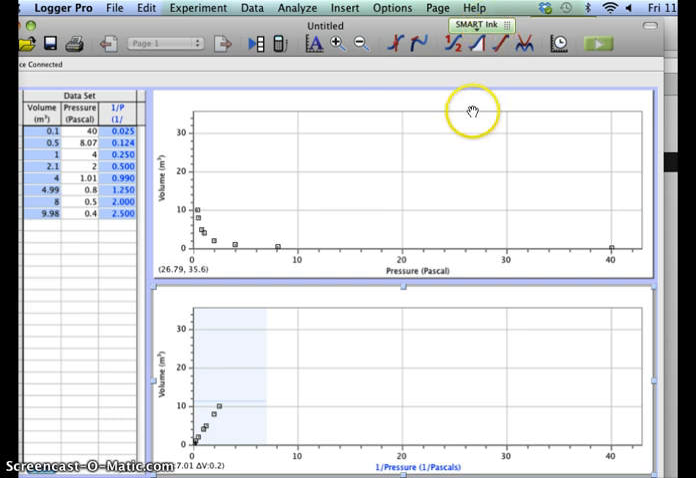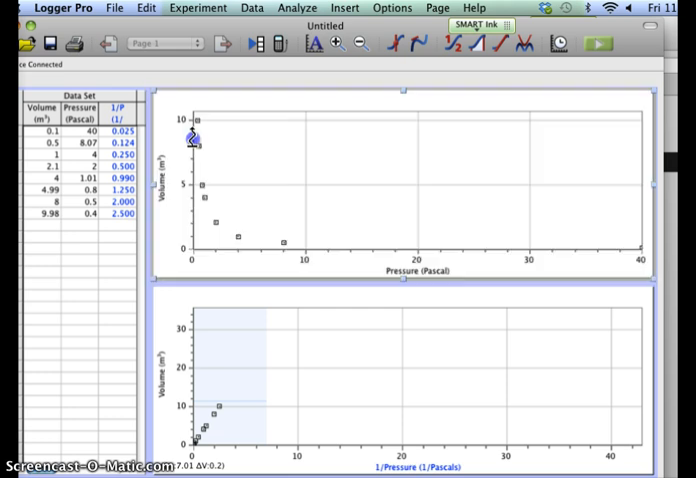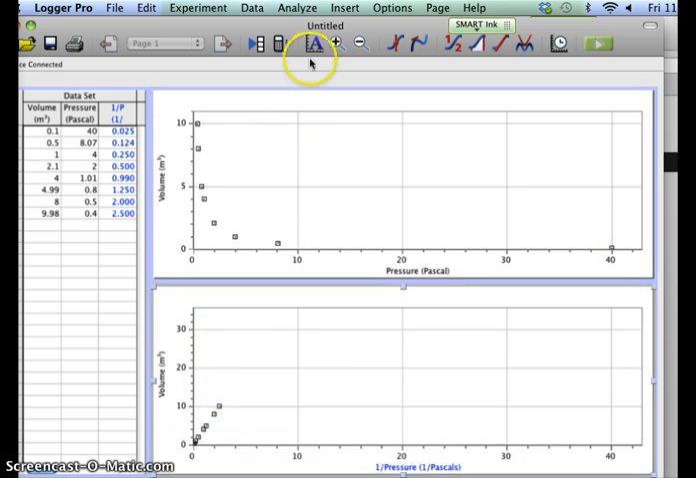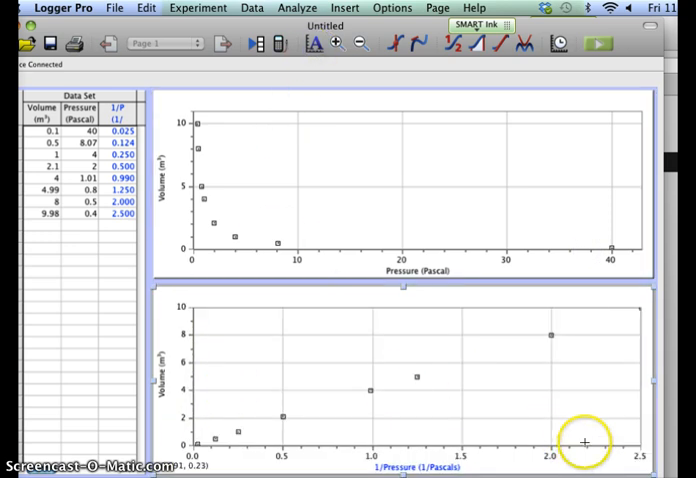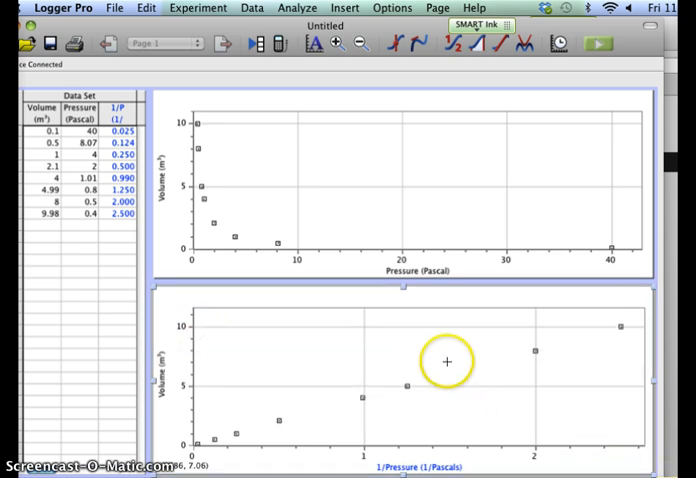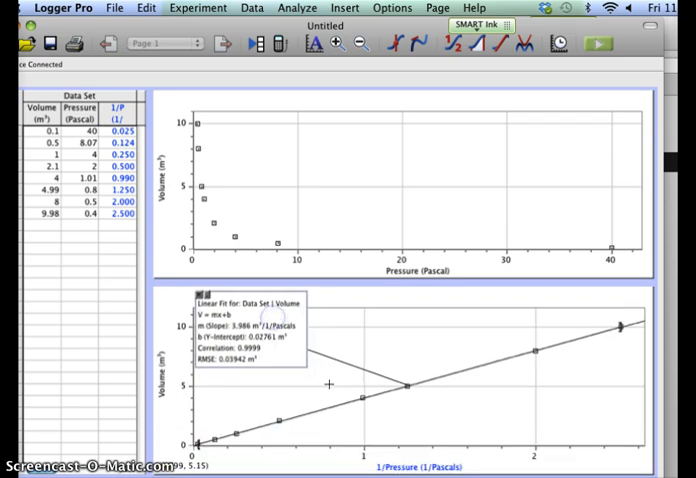Okay. So it looks like my graphs need to be scaled a little bit. So I'm going to scale them a little bit. I'm going to play around with it to make them look cute. All right. Now I'm going to take this one and scale it a little better. Now I'm going to make it look cute. All right. How's that look? Okay. All right.